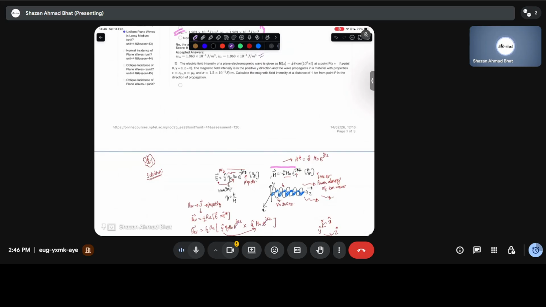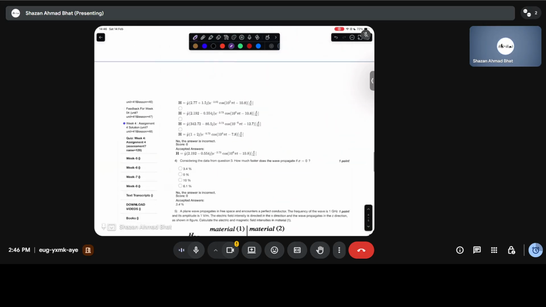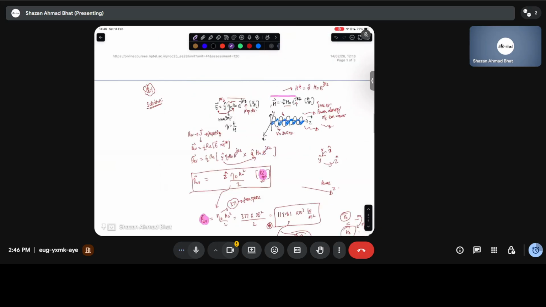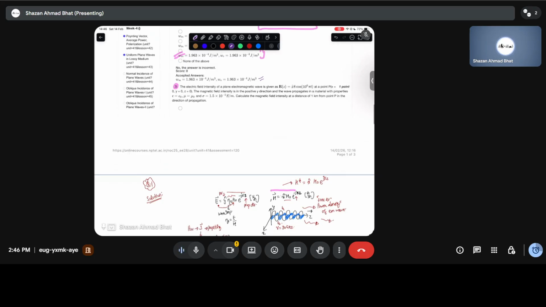Now moving to question 3. What is question 3 saying? Okay, the electric field intensity, so this is question 3 now. The electric field intensity of a plane electromagnetic wave.